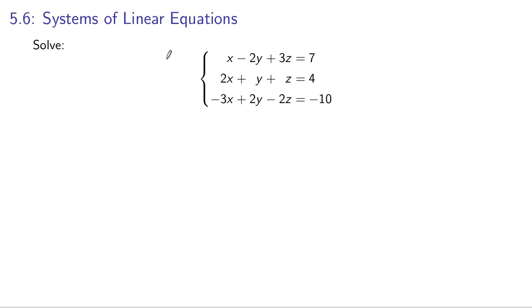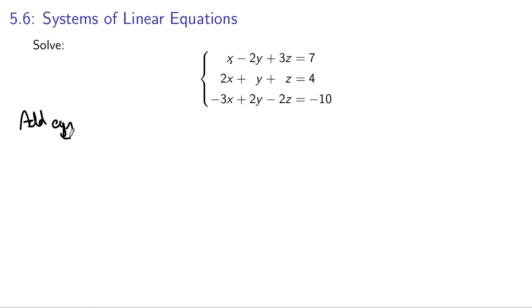Okay, so the goal is to eliminate one variable in each step. We don't try to just get rid of x and y all in one step. What we want to do is use different equations to create equations with just 2 variables and then solve it like we did previously. So right away I see that this equation and this equation, if we add them, the 2y's will go away.